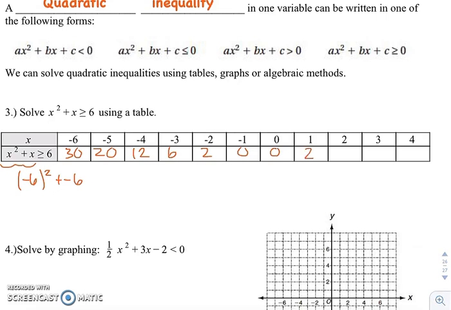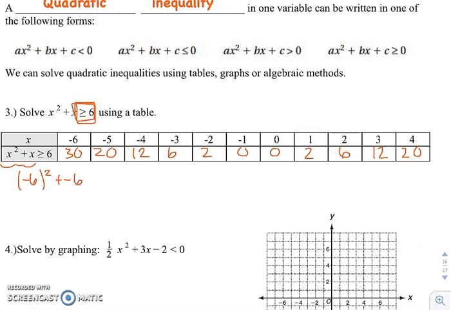2, you get 6, and you should start seeing these values repeating because it's still symmetric. We're still talking about a parabola if you were to graph it. And plug in 4, you would get 20. So we're looking for values that are greater than or equal to 6.